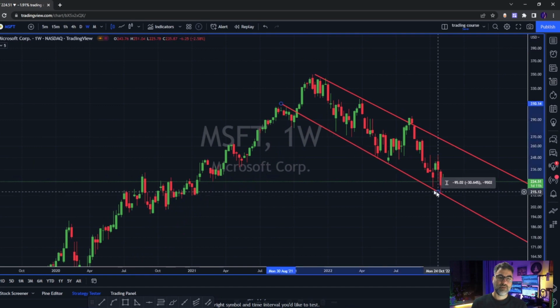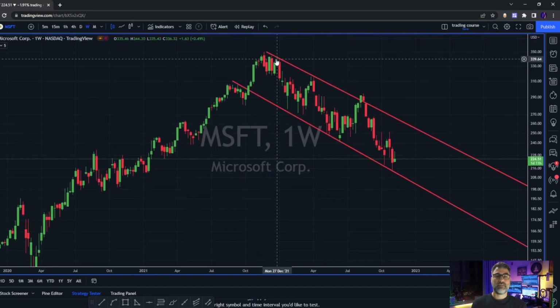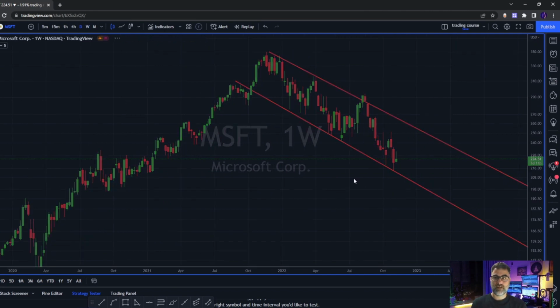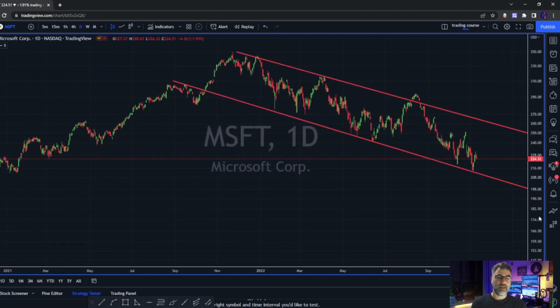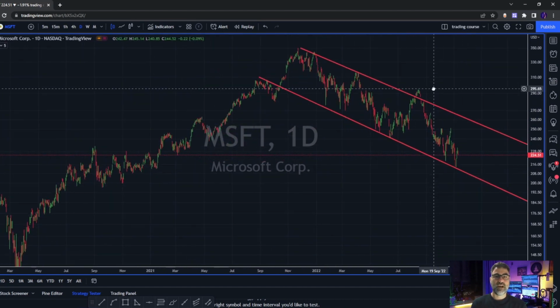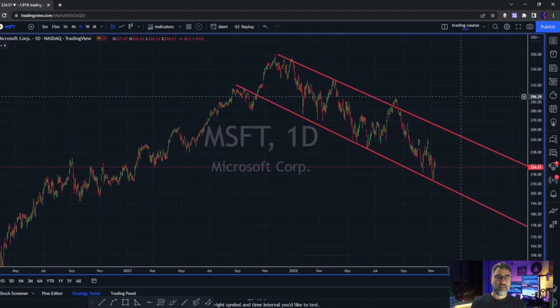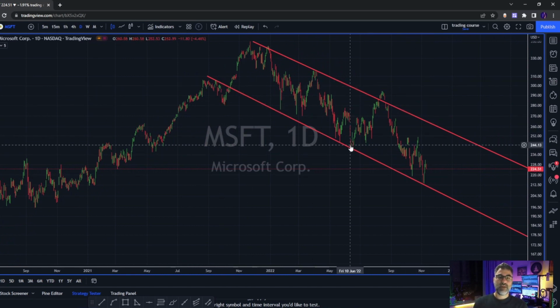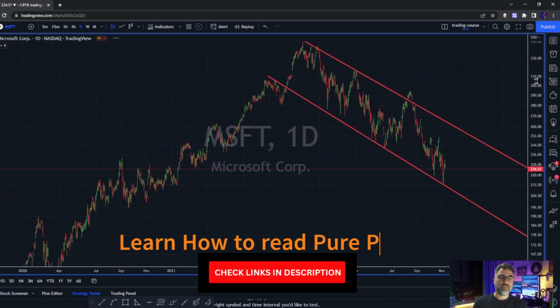So now I know this is a downtrend channel on the Microsoft weekly, but it's not only on the weekly, it's also on the daily. As you can see, to the point, to the point, to the point, and bounce. So trend lines are the real support and resistance for price, because they came from the past and go to the future.